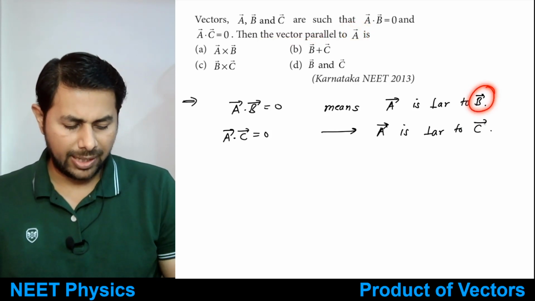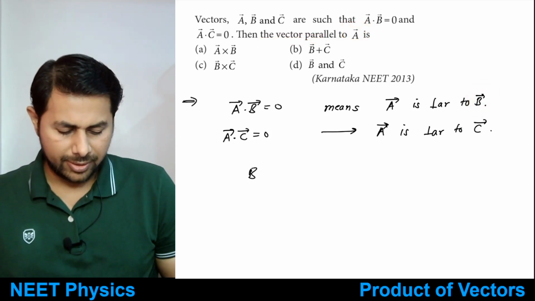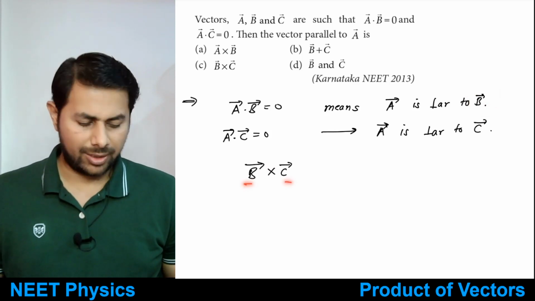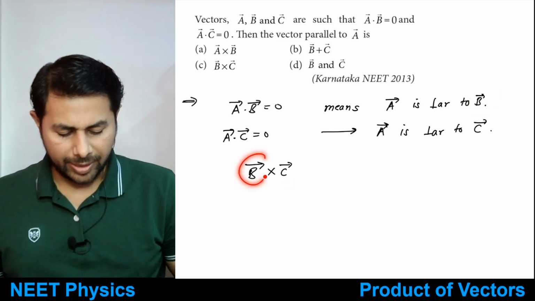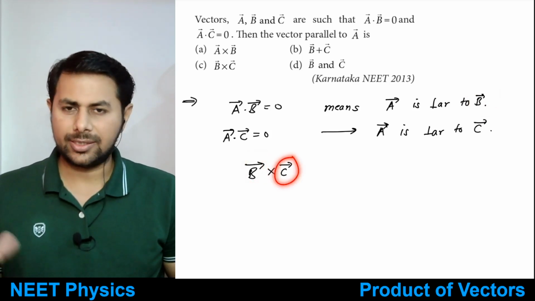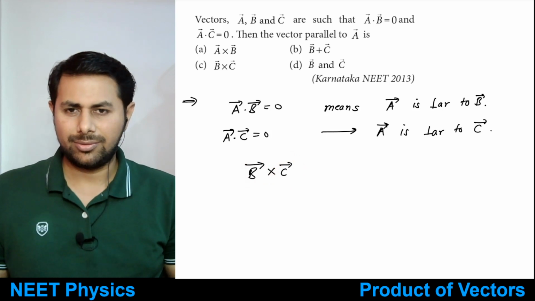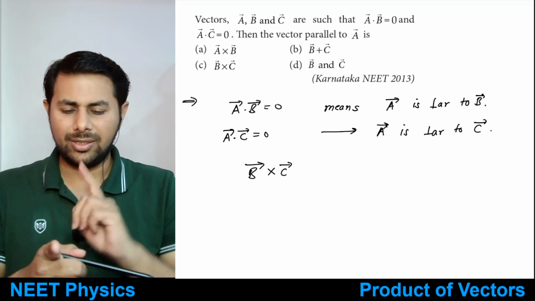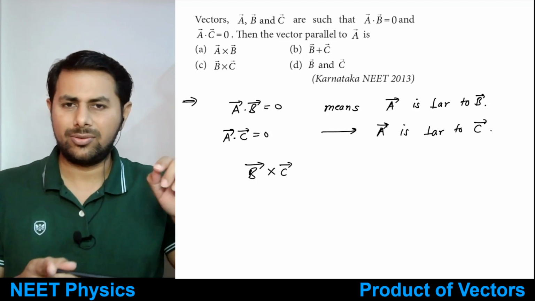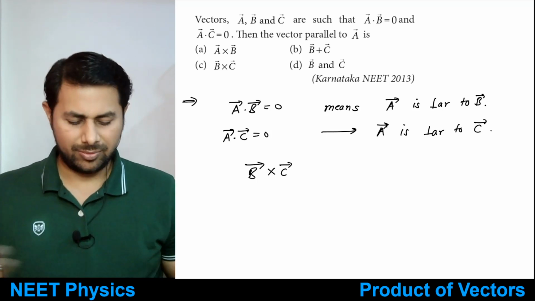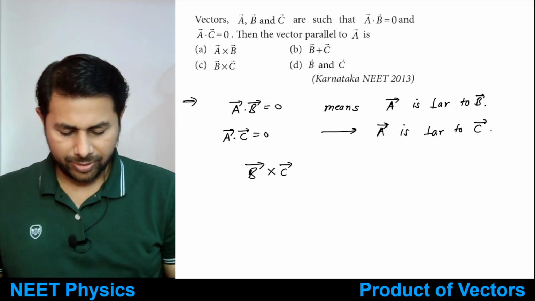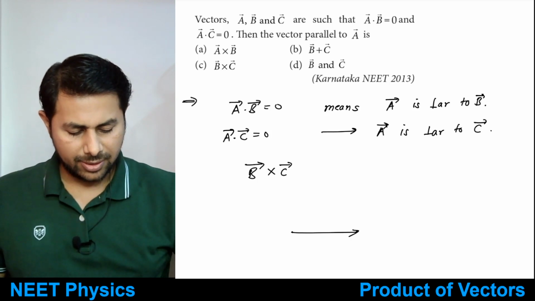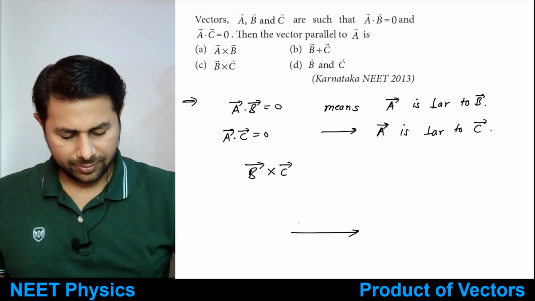So if you multiply b bar with c bar, if you do b bar cross c bar, then the resultant is perpendicular to b bar as well as it is perpendicular to c bar. Okay, when you take vector product of two vectors, the result is perpendicular to b bar as well as c bar. For an example, just check. Suppose this is b bar. B bar is directed like this. C bar is directed like this.